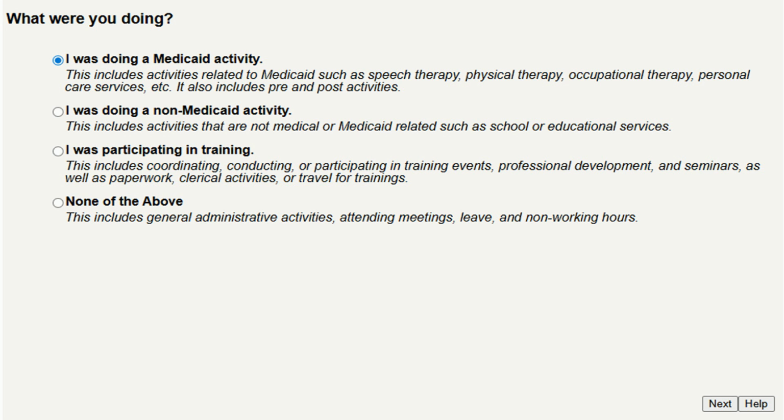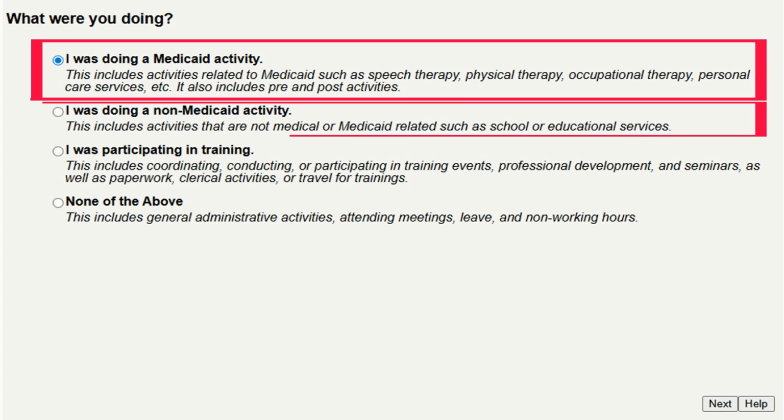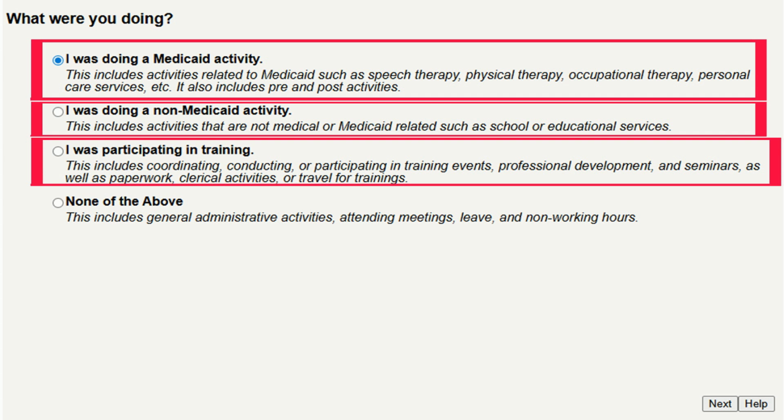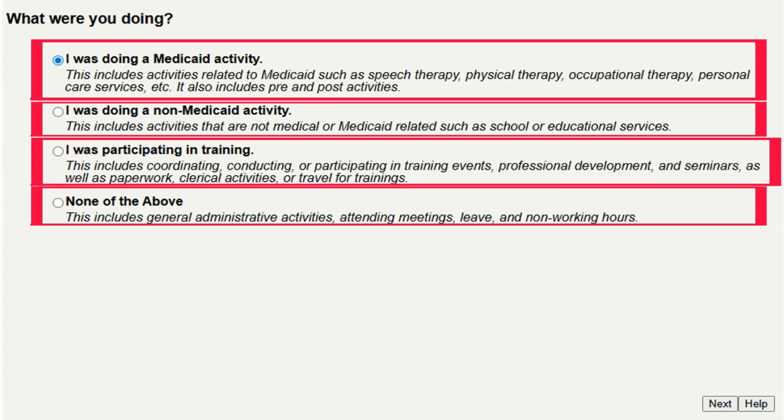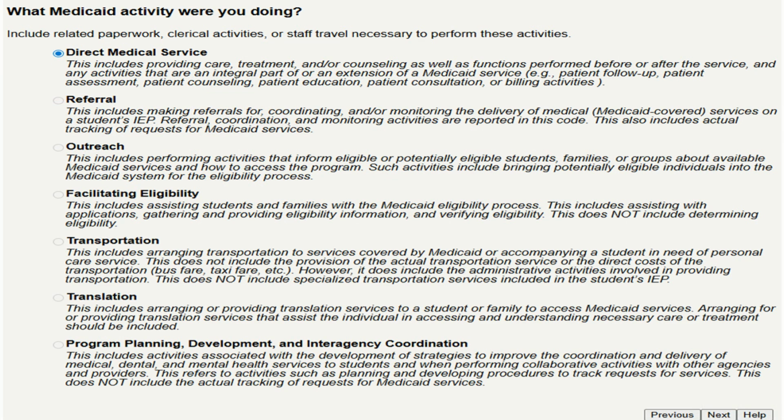You will select the appropriate response that describes what you're doing at the exact time of your selected moment. These options are, "I was doing a Medicaid activity," "I was doing a non-Medicaid activity," "I was participating in training," and none of the above. If you choose that you are doing a Medicaid activity, you will then be asked, "What Medicaid activity were you doing?" With you then choosing either direct medical service, referral, outreach, facilitating eligibility, transportation, translation, or program planning.